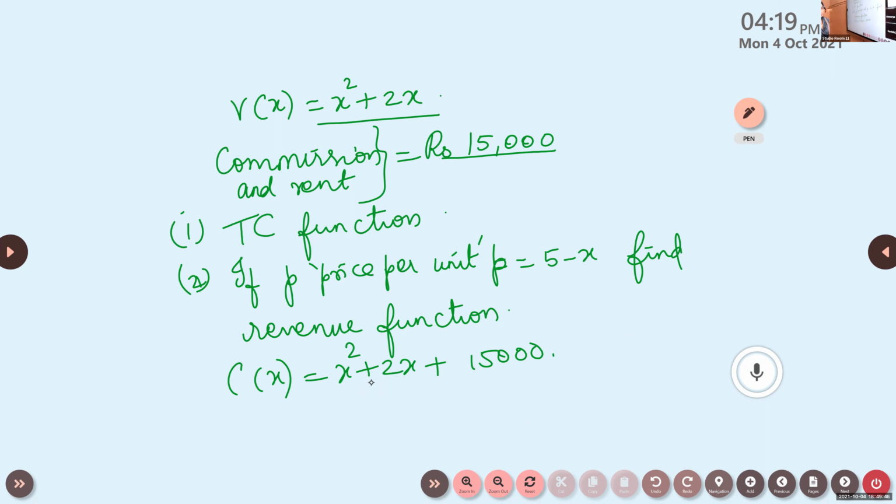Now is it clear, Karthik? Yes, ma'am. Okay, we have learned all those things while doing application of derivatives, demand function and all. Okay, it's important.